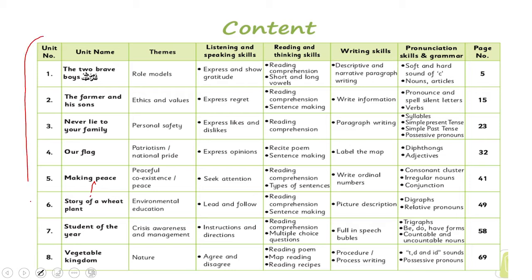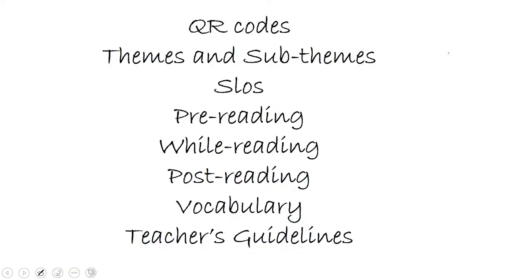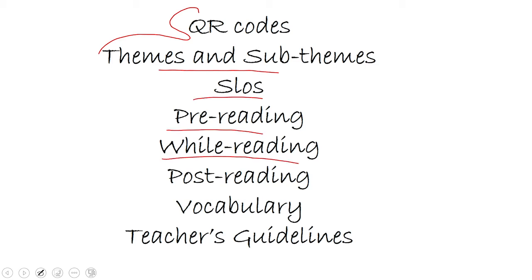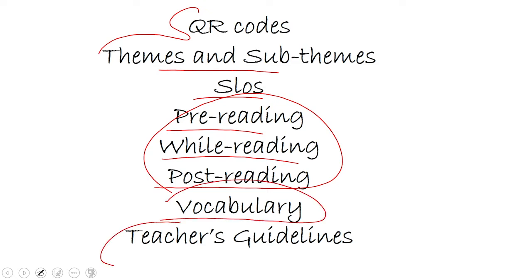We have 6 main sections here: unit name, themes, listening and speaking skills, reading and thinking skills, writing skills, pronunciation skills, and grammar. Let's start from the QR codes, themes, sub-themes, SLOs, pre-reading, while reading, and post-reading questions, vocabulary, and teacher's guidelines.